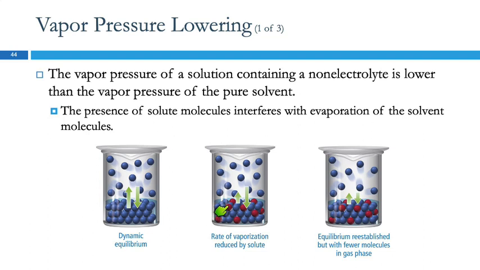So if we have solute in here, that's going to lower the rate of evaporation. We've still got condensation coming here, and then because the evaporation is lower, the concentration in the gas will get lower, and eventually we will reestablish an equilibrium, but now we have fewer molecules in the gas state. So this is going to be a lower vapor pressure. Any questions?